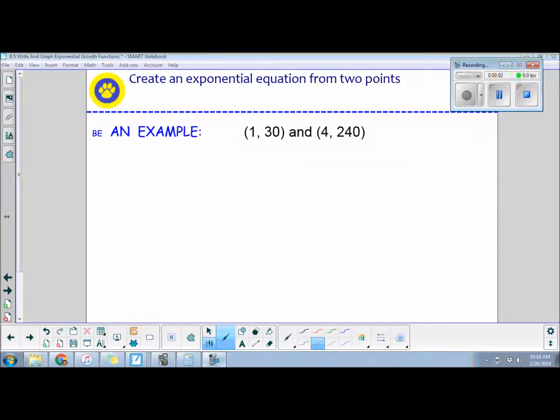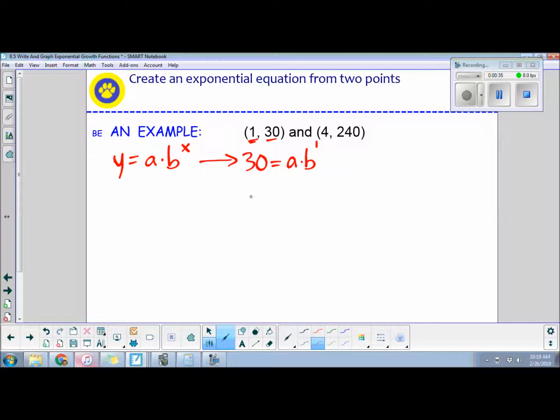For the second problem, I'm going to try both strategies again. I'll go ahead and use the strategy of using y equals a times b to the power of x, and simply substituting in all the values that I know. So I'm going to try this strategy first. When I fill in the first point, my y value is 30. So 30 is equal to... I don't know the initial amount. I don't know the pattern right now. But I do know the x value is 1.